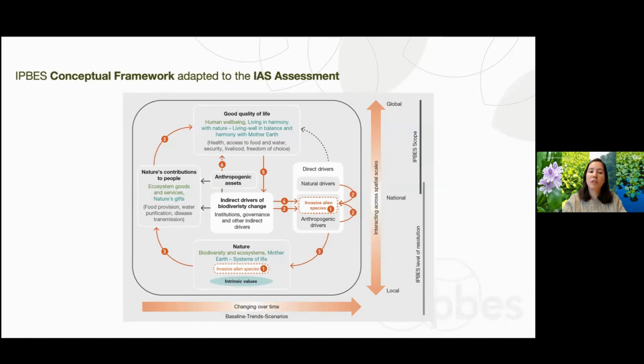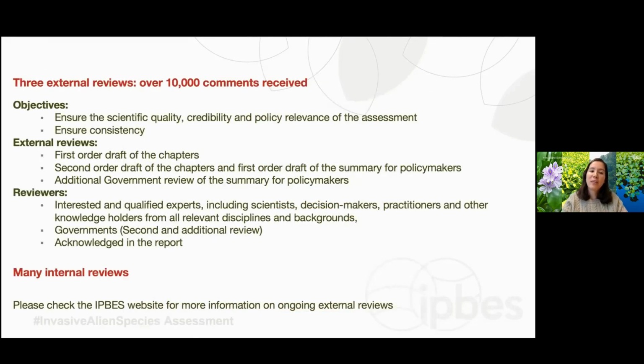All IPBES assessments are guided by the IPBES conceptual framework. And if you're interested to see how we have adapted it to the needs of the invasive alien species assessment, you are very welcome to download Chapter 1 and learn more about it. We had 3 external reviews, during which we received over 10,000 comments. Those external reviews are the only time where the assessment is publicly available to any registered reviewer. And they're critical in ensuring the scientific quality, the credibility, and the policy relevance of the assessment. It really also helps to ensure consistency.